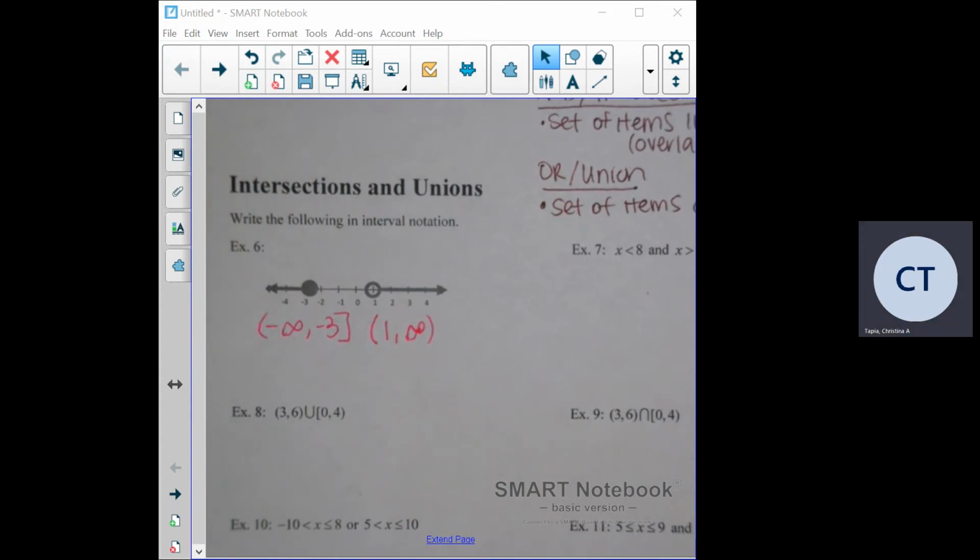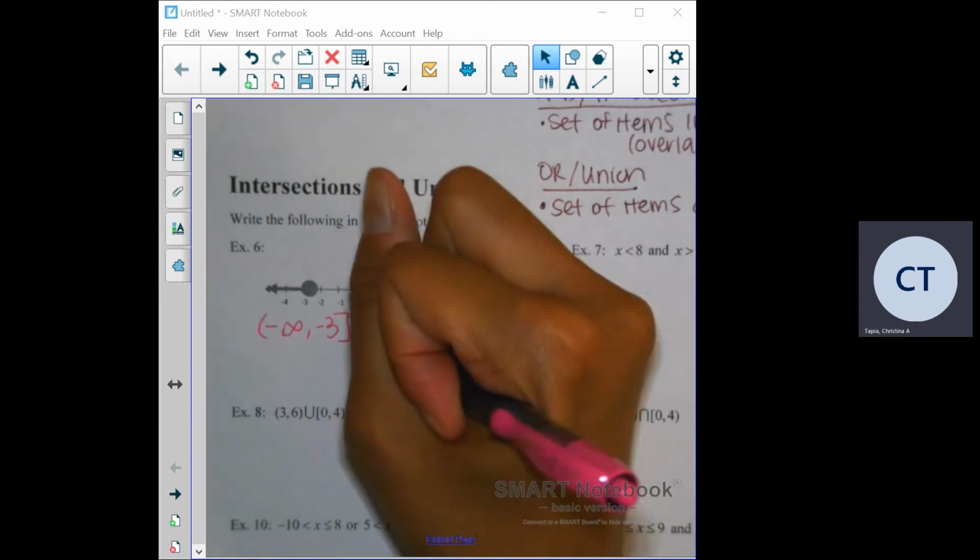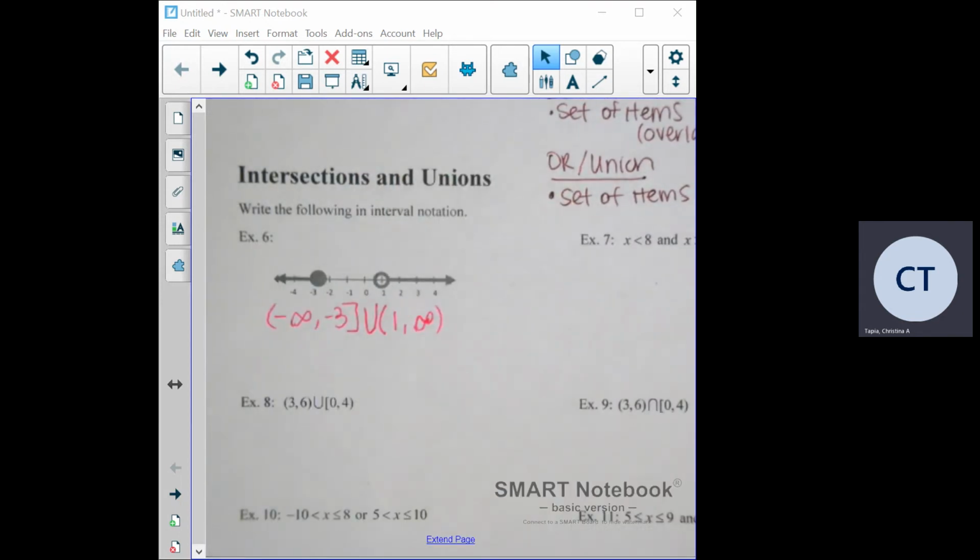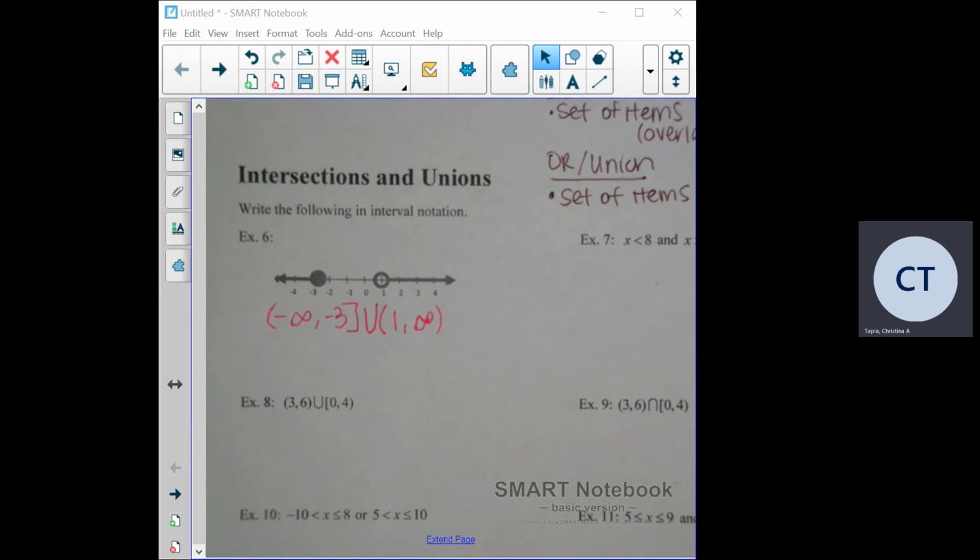Let me ask you this. Is there any overlapping space? No, they're both going in two separate directions. So all I need to do in the middle of this is put a union. I'm going to put all of the graph in one big statement: negative infinity to -3, union 1 to infinity. That's describing the entire graph.